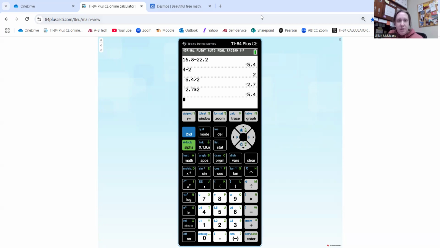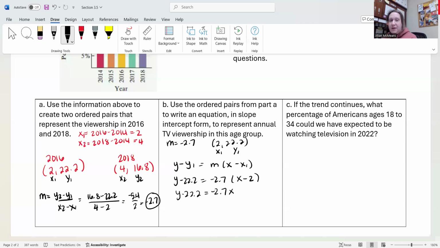All right, so let's go back to the worksheet. So we have our negative 2.7x, and then we're taking negative 2.7 times negative 2, so that should actually be plus 5.4, not minus 5.4. All right, now I want to get my y alone. So in order to get y alone, I need to undo that minus 22.2. So I want to add 22.2 to both sides. So the 22.2s on the left just become 0. So I get y equals negative 2.7x plus, let's see, we're going to get 27.6.